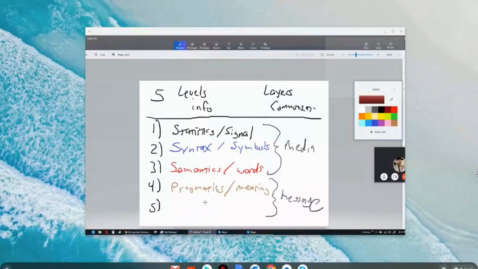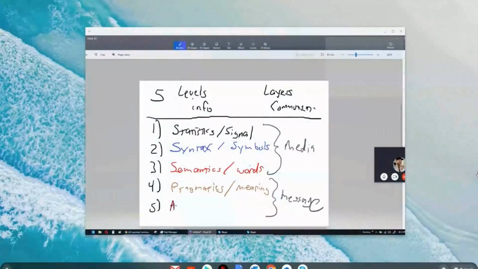So, thus, well, hold on. Before we start talking about the connections, what's the fifth one? Yeah, apobetics. Now, this is the absolute highest level of information. This is not just like request level.